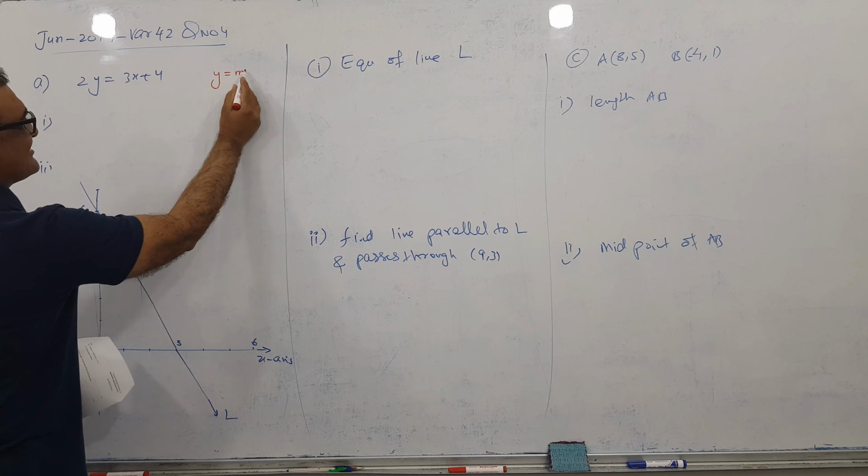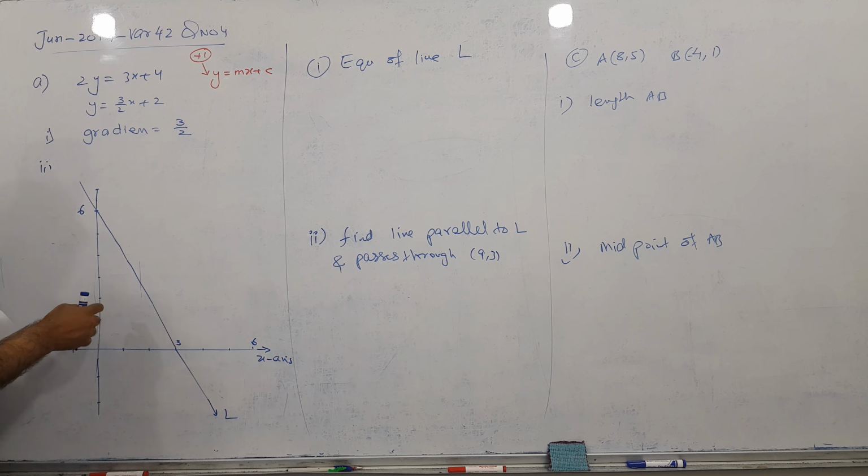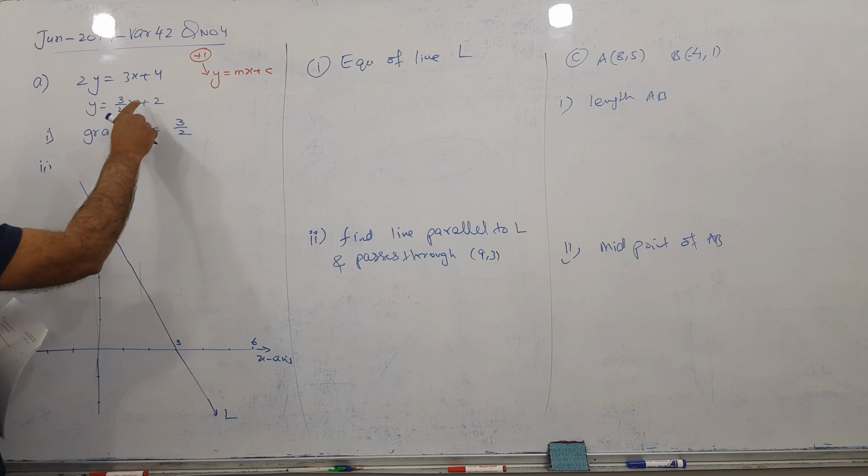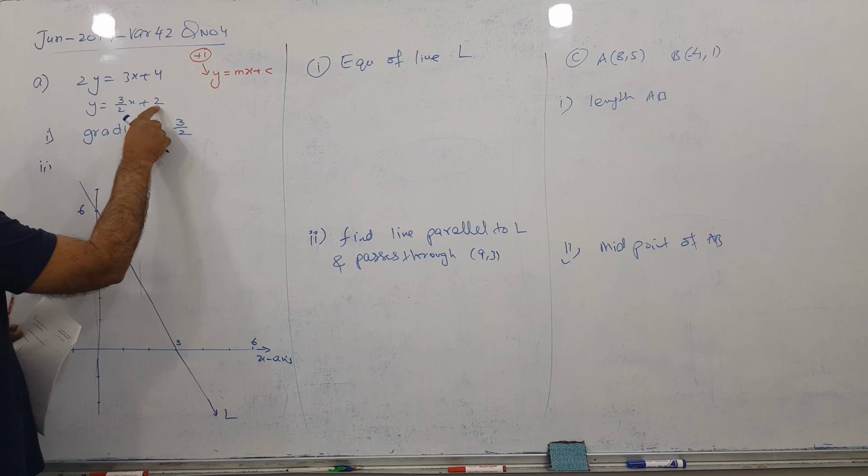So if I compare y equals mx plus c, we have 3 by 2 x and plus c, which is 2. So I can say this is m. So the gradient is coming so simple. The gradient is equal to 3 by 2 or 1.5. No problem. Part 2, he's asking to find the coordinate where the line cuts the y-axis. So it is 2. This is also called the y-intercept, equal to 2.